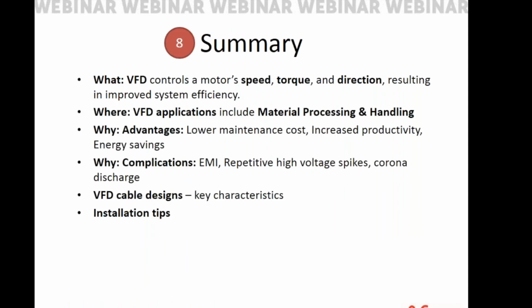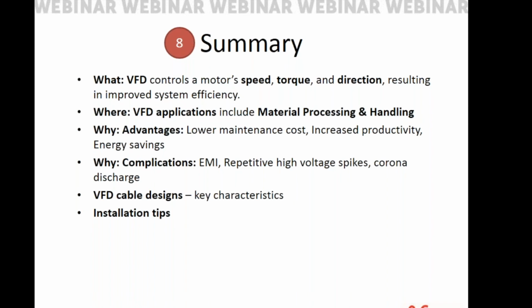So a very quick summary. We looked at VFD controls of motor speed, torque, and direction, resulting in improved system efficiency versus using a mechanical system. VFD applications we looked at very briefly, which focus on material processing and handling. Advantages being lower maintenance cost, increased productivity, and energy savings.